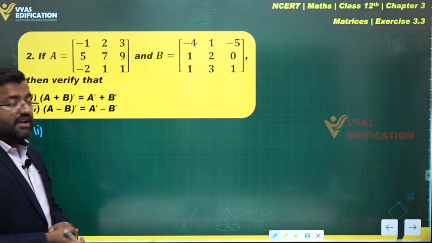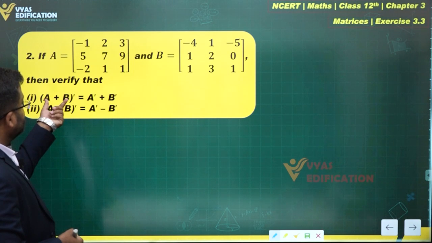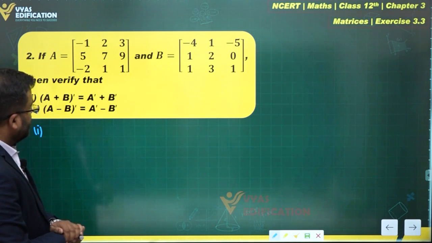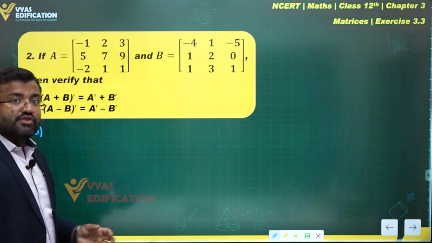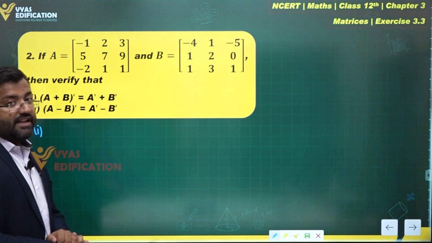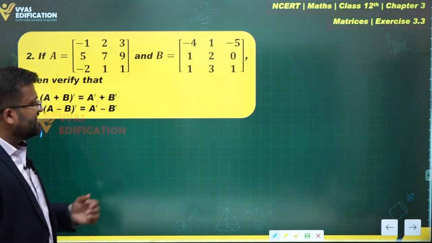What do I need in the first part? For the LHS, I need first A plus B, and then I will take the transpose of that. For the RHS, first I need A transpose, then I need B transpose, and after that I will add them together to get A transpose plus B transpose, which is the RHS.